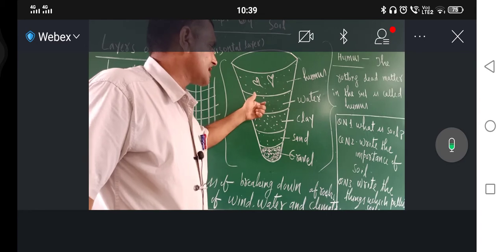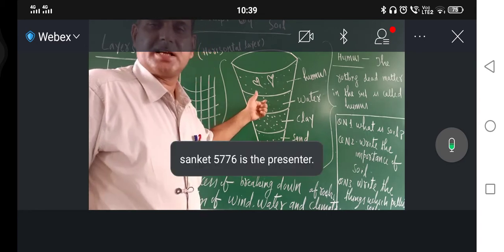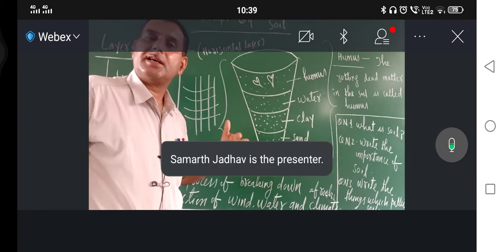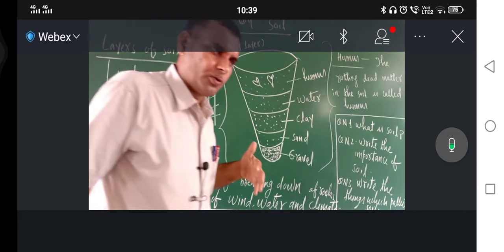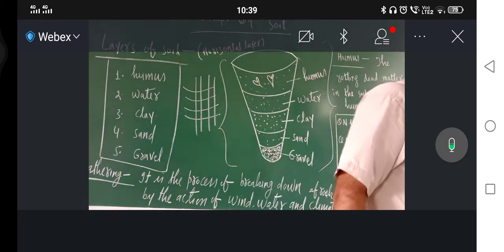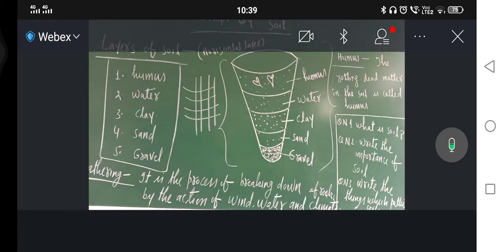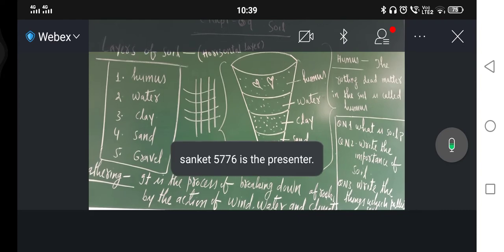And after the humus layer, what is there? Water is there. Nowadays there are generally bore wells. In ancient days, what was there? There was only one way to get groundwater, that was the well.